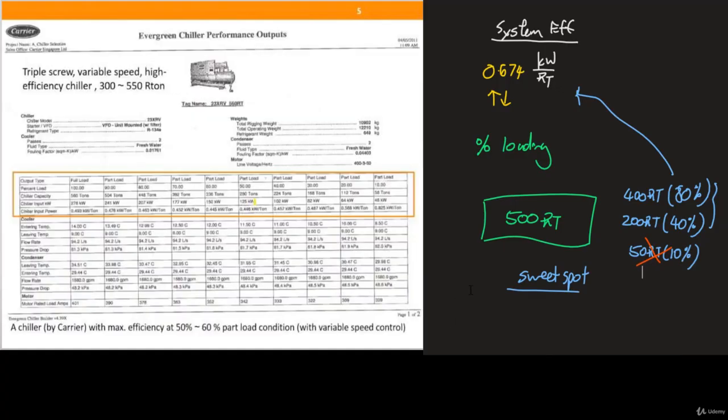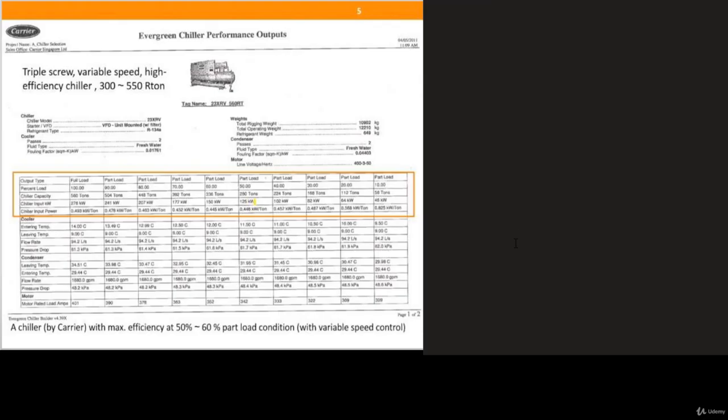For chiller spec sheets, if you have this manufacturer data, I just want you all to concentrate on all the values inside the box over here. For example, this chiller is a 560 ton chiller. When it's running at full load, it's 560 ton. So when it's at 100%, the very first column, that means it's running at full load, the efficiency is around 0.493.